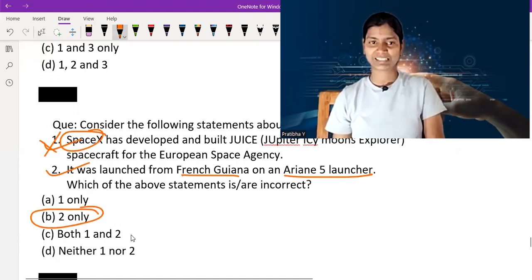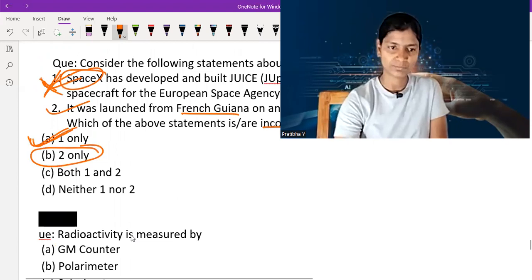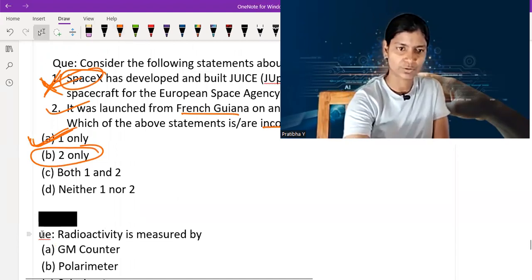Which of the statements is correct? So statement 1 is correct. That is option A. So option A is correct. Now let's move on to the next question.